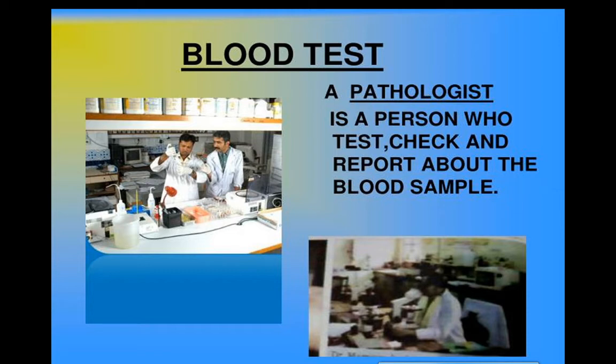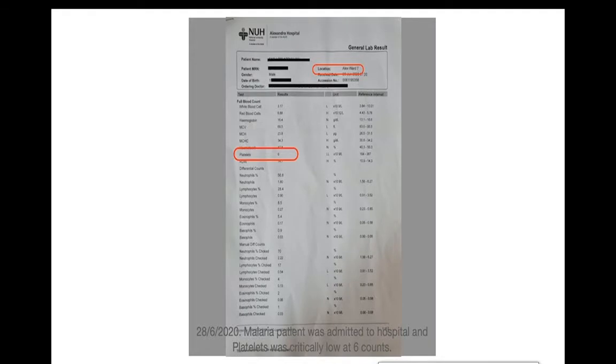Understood? Okay, so in a blood test, blood samples are tested to measure the number of platelets. We are giving the blood to check the number of platelets. If the number of platelets is found to be lower than the average count, then it is a sharp indication of malaria. So you can see here I have given the malaria patient report.